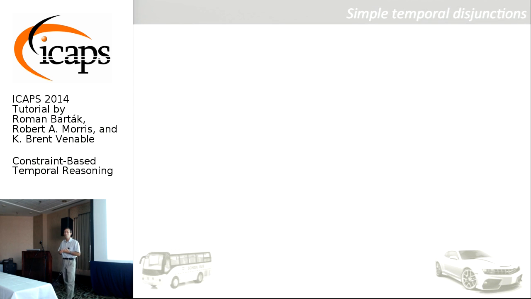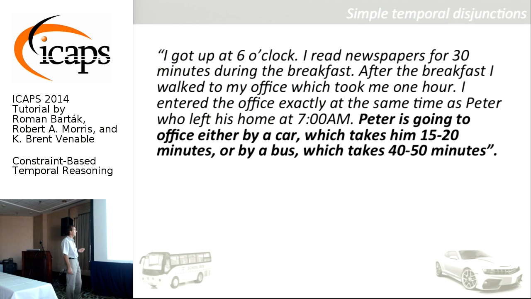Sometimes it's not enough to model problems using simple temporal constraints, and we need a more extensive framework. So what we can do is use disjunctions. Again, the same example, slightly extended. So yes, we know this, and there's new information. I entered the office exactly the same time when Peter left home at 7 a.m. And now there is this new information. I know that Peter is going to the office either by car, which takes him 15 to 20 minutes, or by bus, which takes him 40 to 50 minutes.